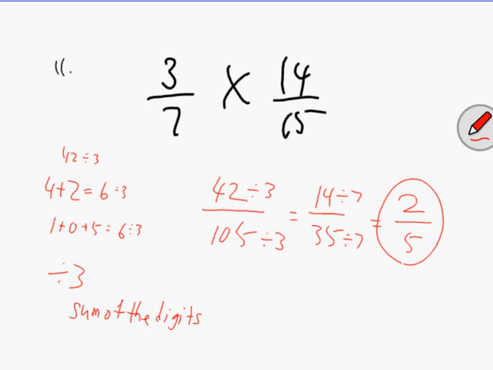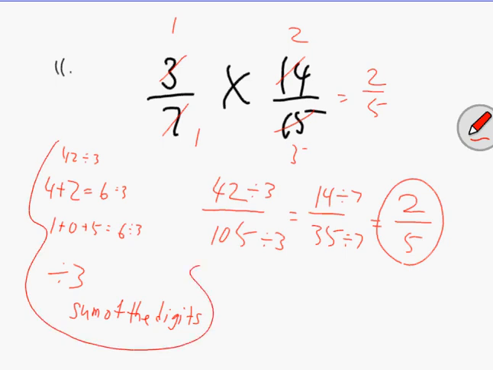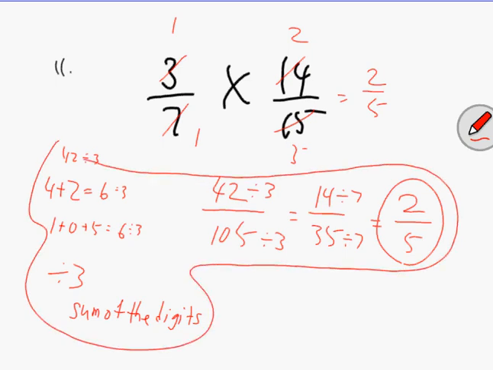as your final answer. Now remember, if I had cross reduced, I would have got 2 over 1, and I would have got 1 over 5. When I multiplied it out, I got 2/5. So it was much easier to cross reduce instead of having to do all of this work here to get that same answer, right? So you've got to be careful about what you do there.